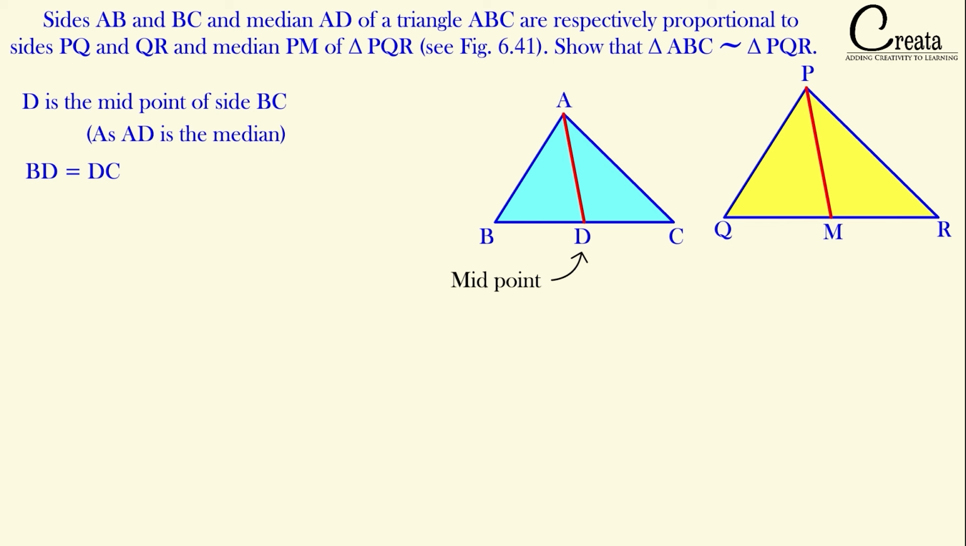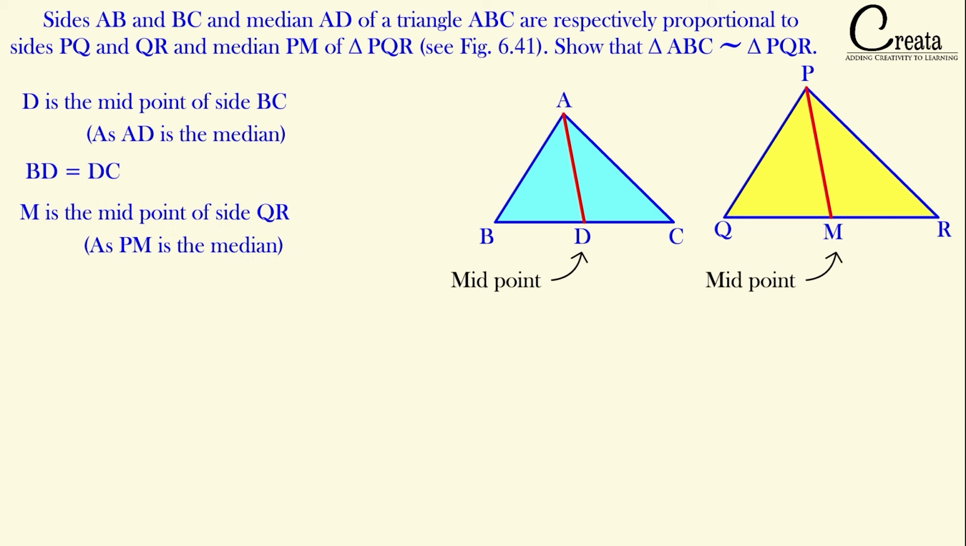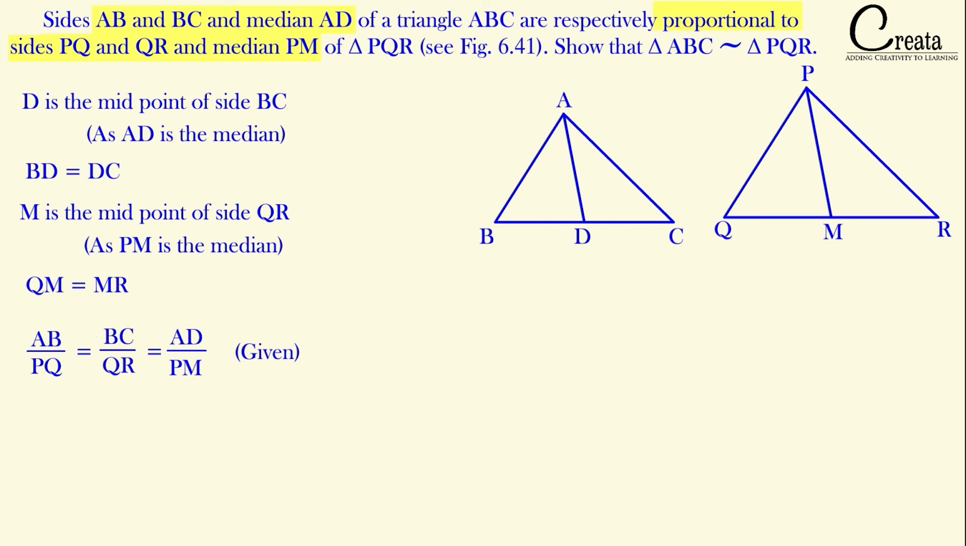Got it? Similarly, in triangle PQR, we have the median PM, so M is the midpoint of side QR. M divides the side QR into two equal parts. So we got QM equal to MR. Further, it is also given that the sides AB, BC and median AD are proportional to sides PQ, QR and the median PM. That is, AB upon PQ is equal to BC upon QR is equal to AD upon PM. This is given in the question. The ratios are given as equal.